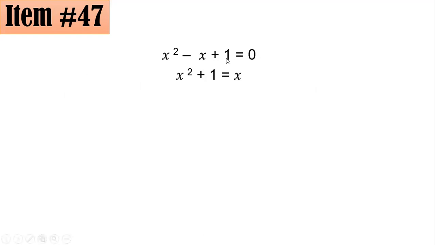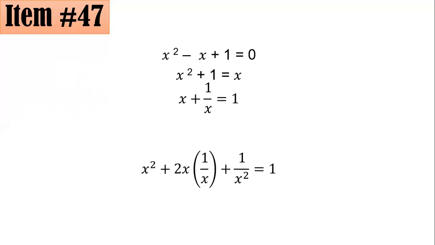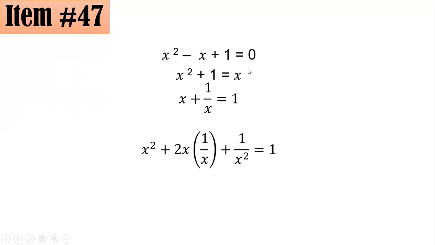Then, by the way, in the first one, our product of the roots is 1 over 1, which is 1. So therefore, since the product of the roots is not 0, it is a good sign that no root is 0. That's why we can divide both sides by x, because x here is not 0 for sure. And if you divide each term by x, you will arrive to x plus 1 over x equals 1. And what's beautiful here is that we can now square both sides of x plus 1 over x equals 1.